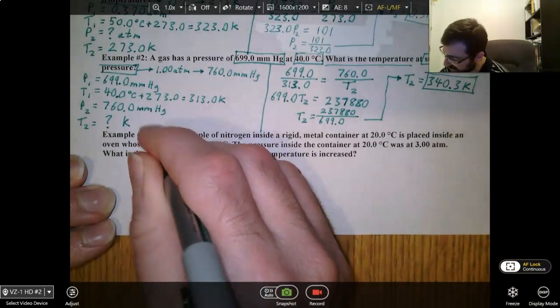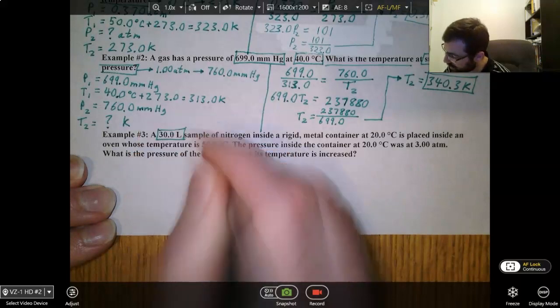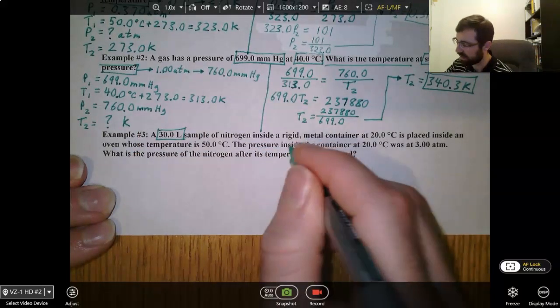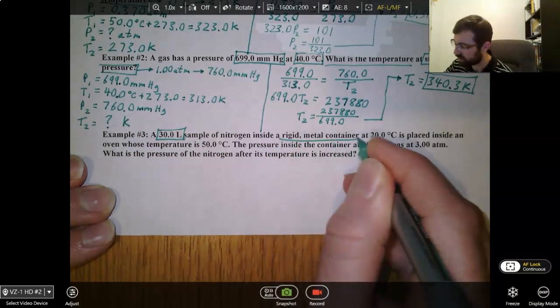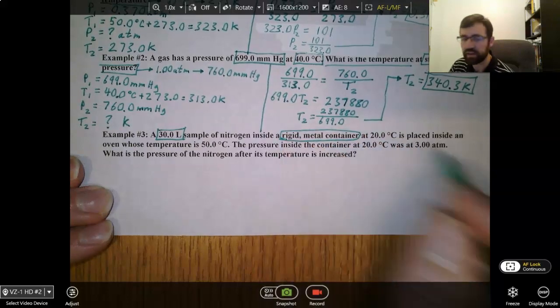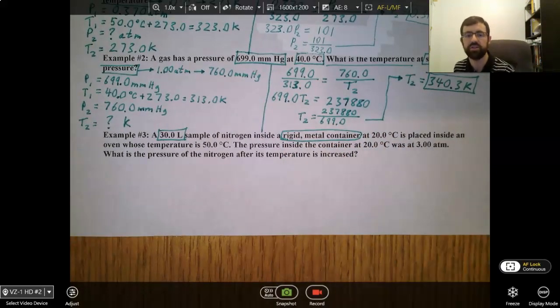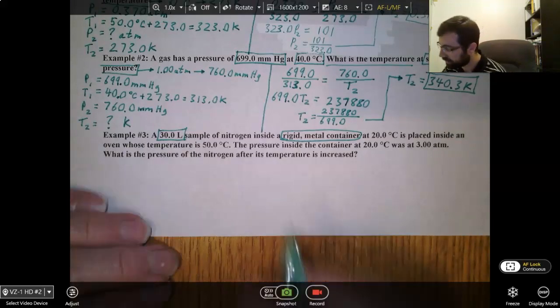A 30.0 liter sample of nitrogen gas inside a rigid metal container. This is really important keyword. That tells me the volume does not change. Rigid means volume doesn't change, so the only thing that can would be pressure and temperature.